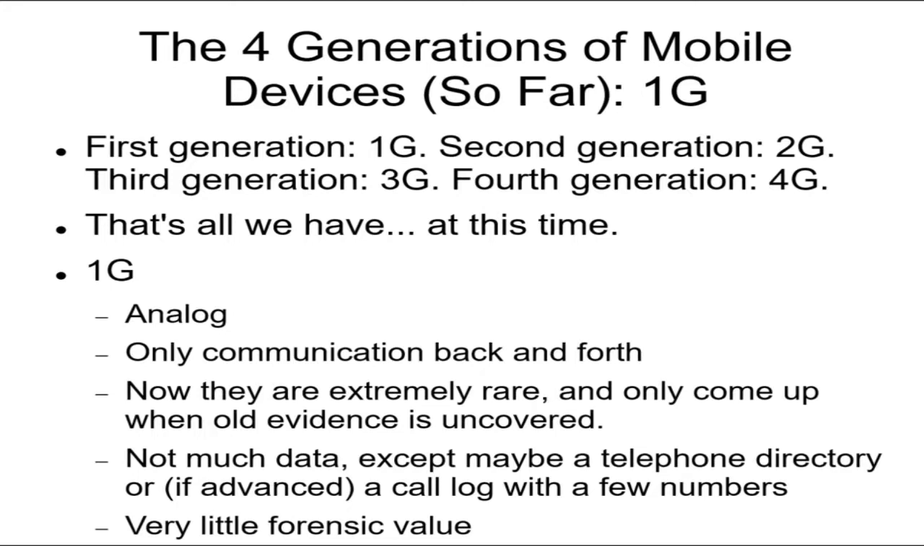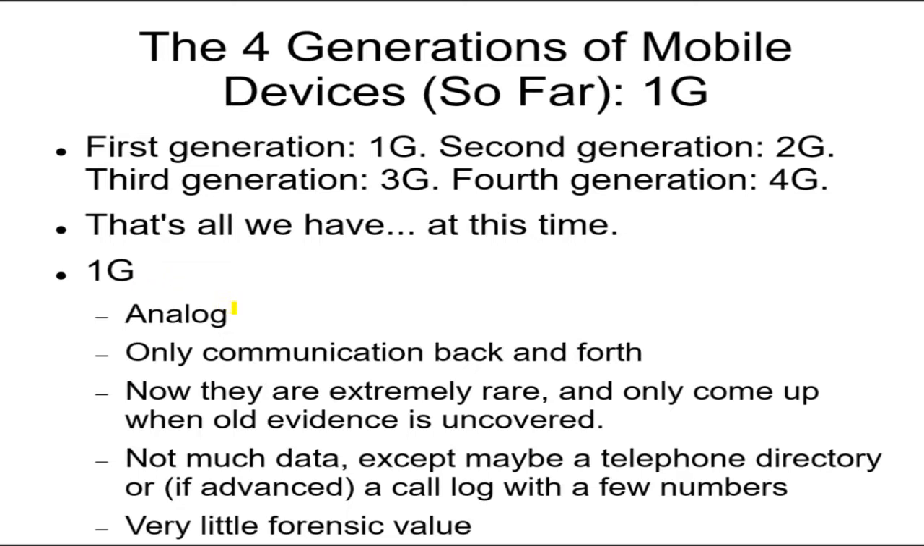So let's just get an understanding of what mobile devices are. Now, there's 1G, 2G, 3G, 4G. These are the first generation, second generation, third generation, fourth generation. Right now, that's all we have. Who knows what's going to happen in the future. But that's what we have. The 1G, that's completely analog. You might want to think of it as being a shortwave radio from one person to another. It's, of course, more than that, but that's like the technology behind it.